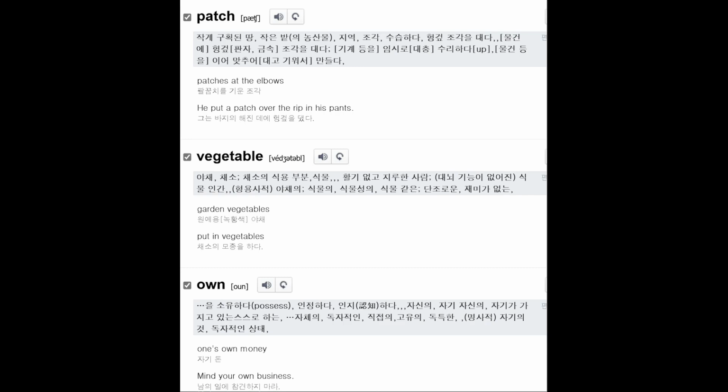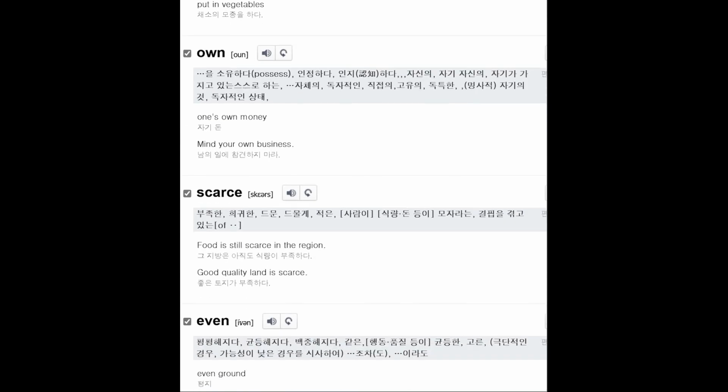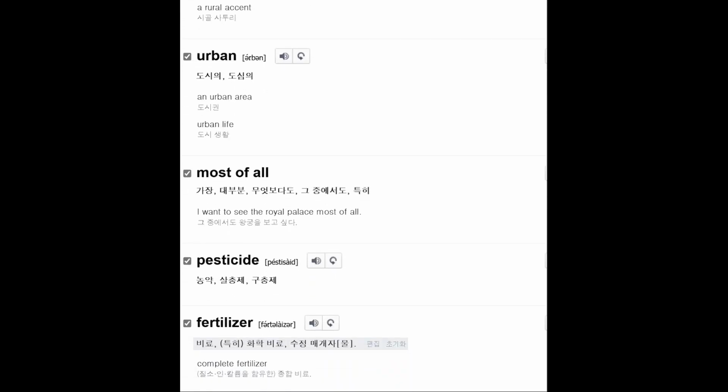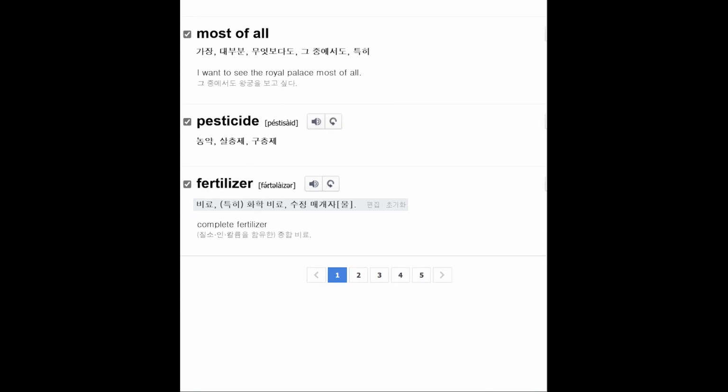Patch, vegetable, own, scarce, even, rural, urban, pesticide, fertilizer.